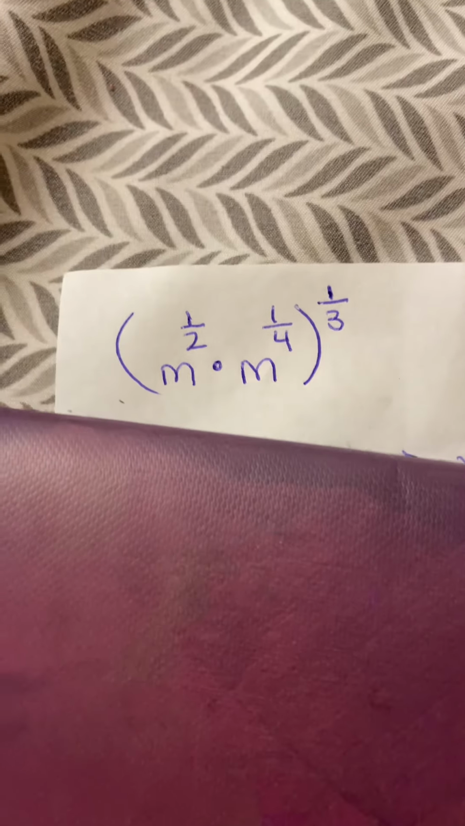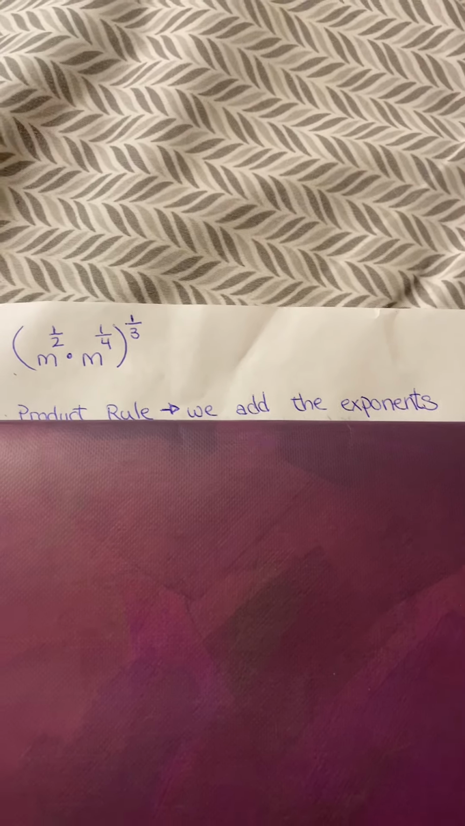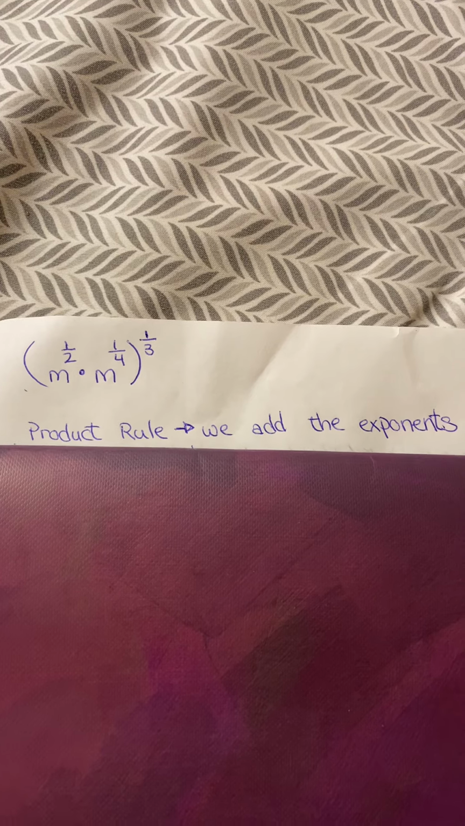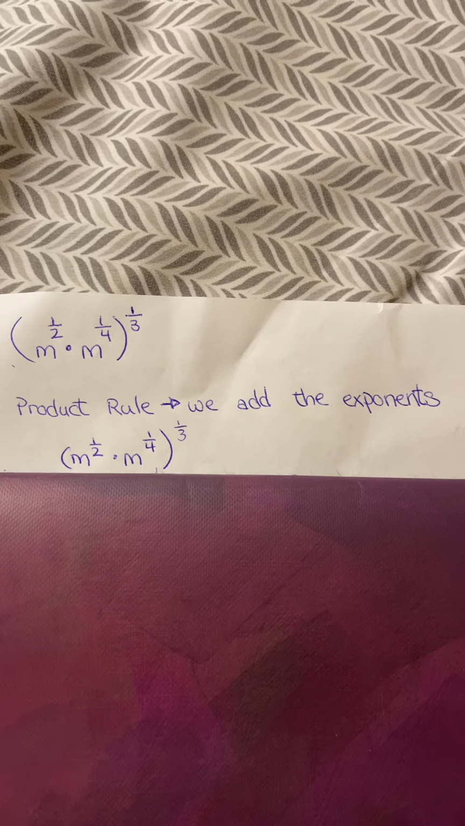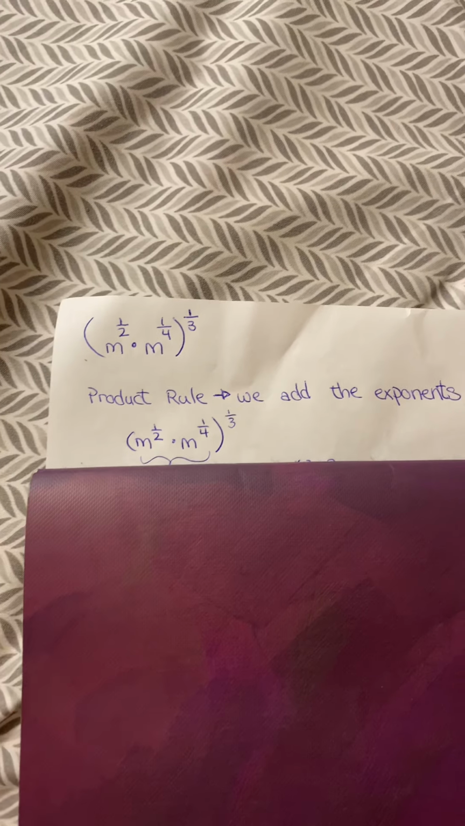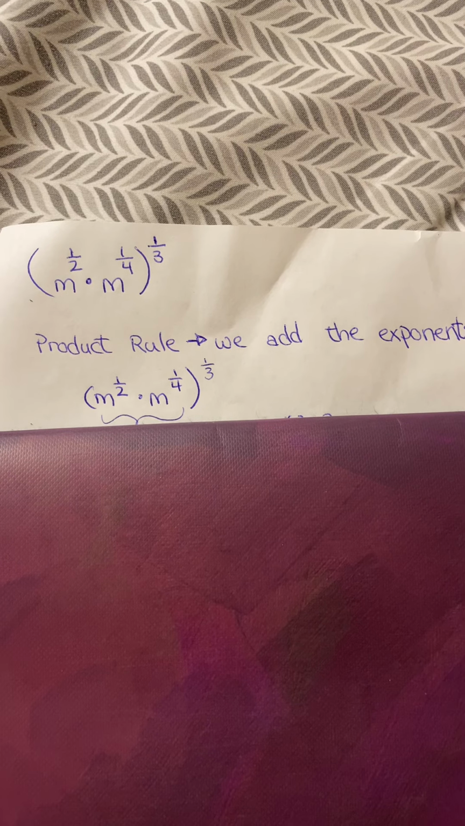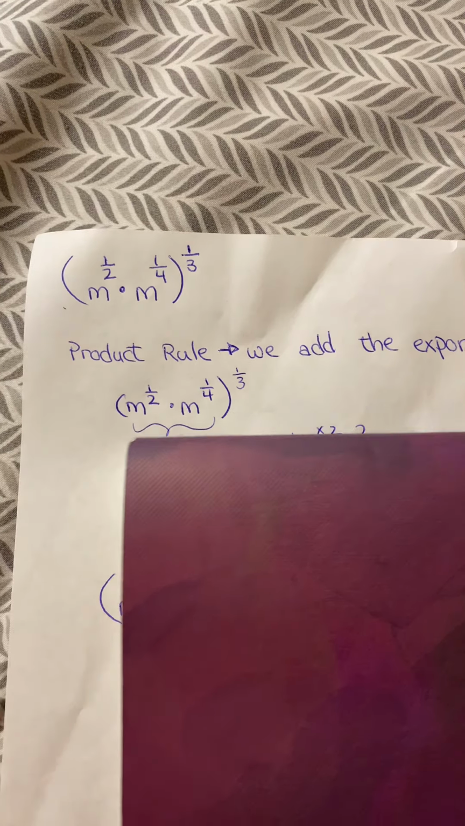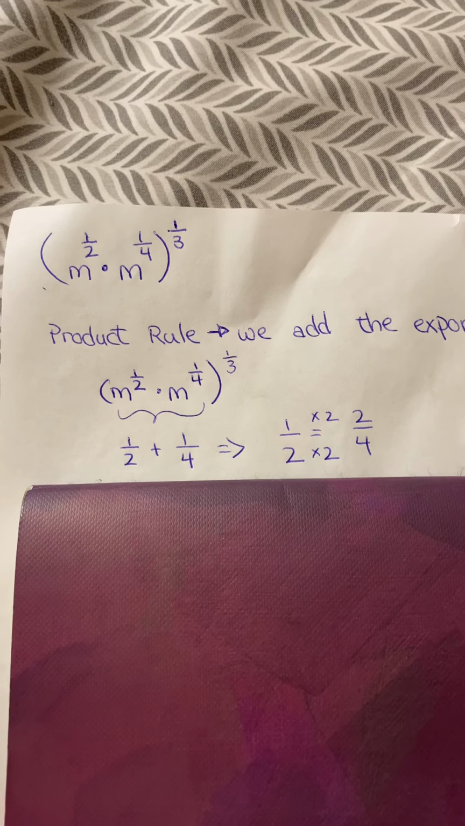I know it looks a little crazy because it has a bunch of fractions, but we'll do this step by step together. So the product rule tells us that we have to add the exponents together. So that means that we have to add the 1/2 and the 1/4 together as fractions. So here I just rewrote the problem, and here in brackets we're gonna do the m to the 1/2 times m to the 1/4. And to do that, we have to do 1/2 plus 1/4.